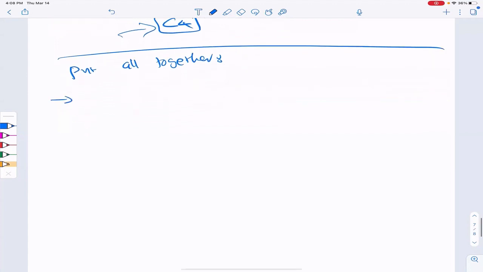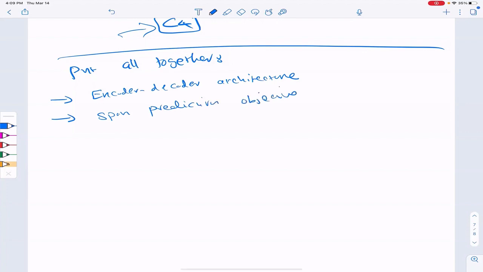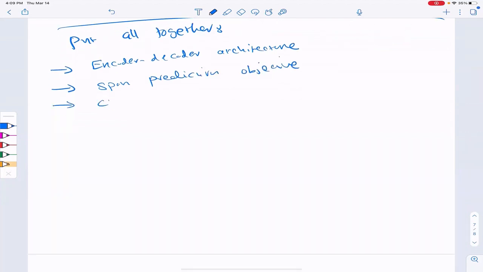They said encoder-decoder architecture, meaning that when you have full attention on your encoder side, in their experiment it worked the best, so they're going to use that encoder-decoder architecture. As their objective, they use the span prediction objective. For their dataset, the cleaned-up Common Crawl dataset.